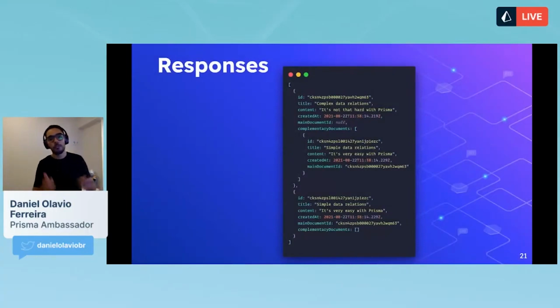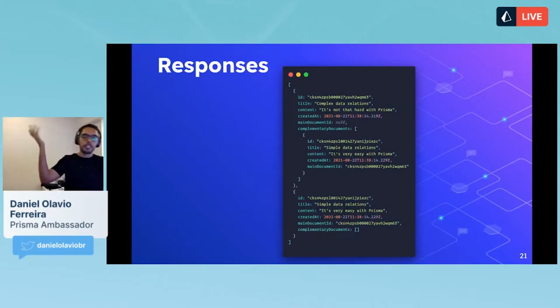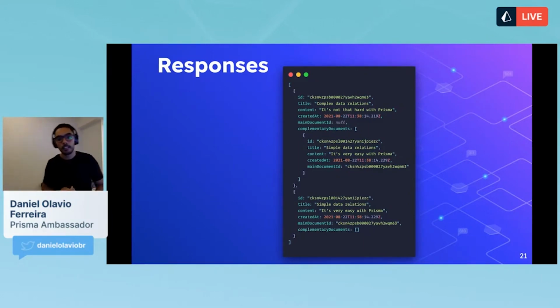Lastly, we have the response for our document. And here, I would like to spend a little bit more time because it can be a little bit weird what it's doing. The first entry goes all the way to the top to the last document that we have there. It has the title, complex data relations, the content, that it's not that hard with Prisma, the createdAt. The main document is set as null since this document doesn't have any parent document or main document associated with it, but it has complementary documents. It has an array of complementary documents since it can have many, but in this case, it only has one, which is the simple data relations.